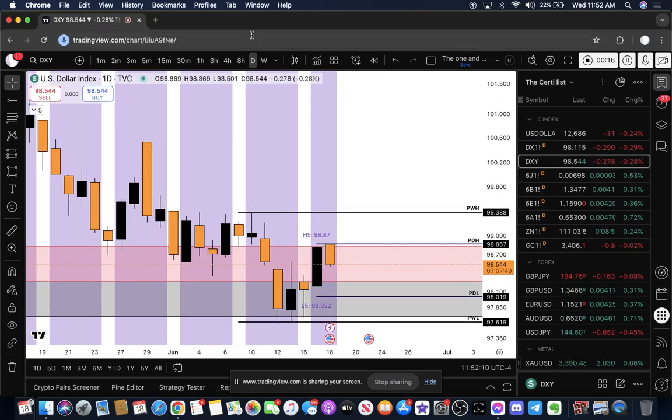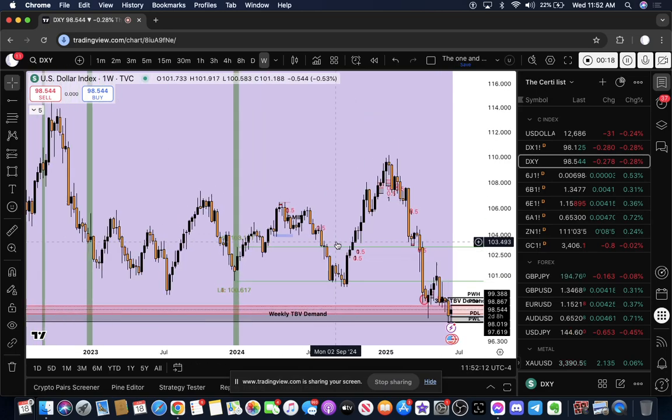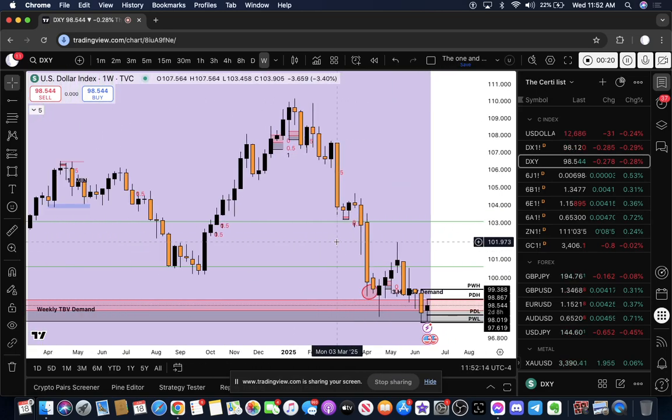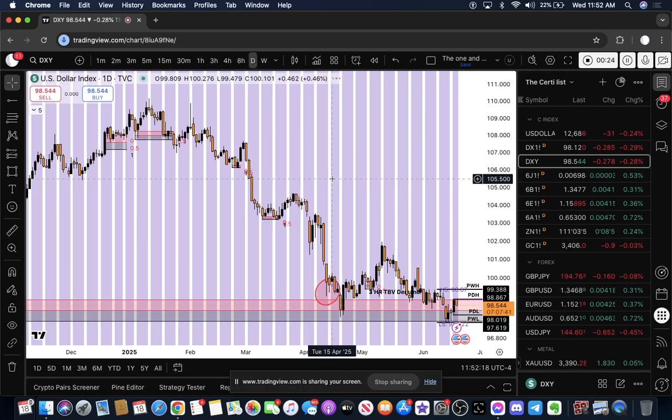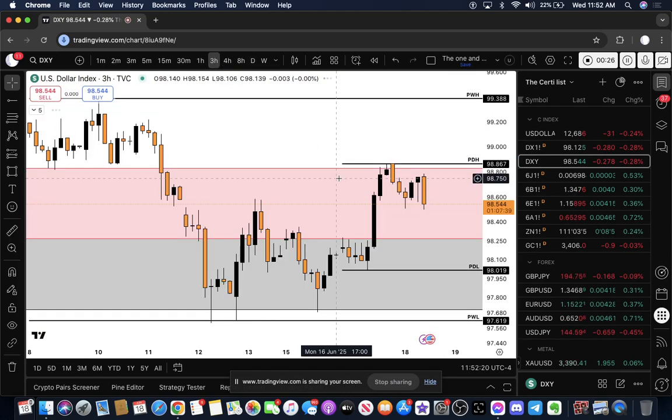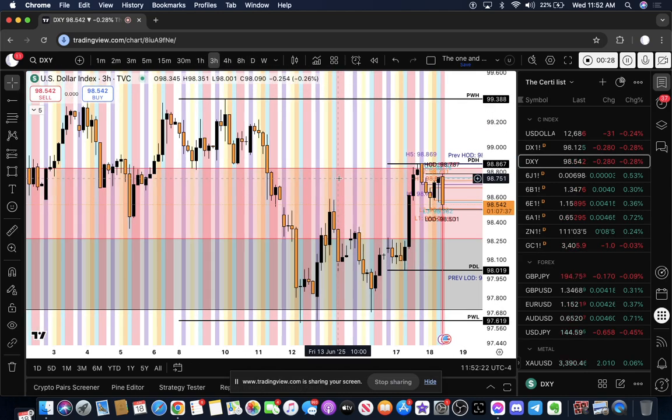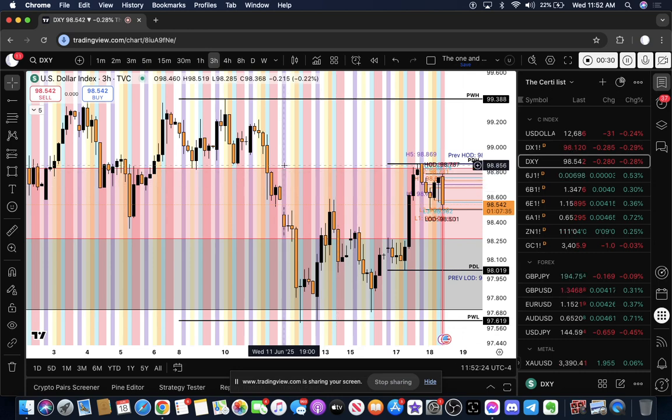So DXY from the previous week going into this one, you do see price has been trending to the downside, probably looking like we might be taking out that weekly demand, but it hasn't exactly happened yet. Right, go to our daily time frame is bearish, H3, right? H3 bearish order flow. Why?